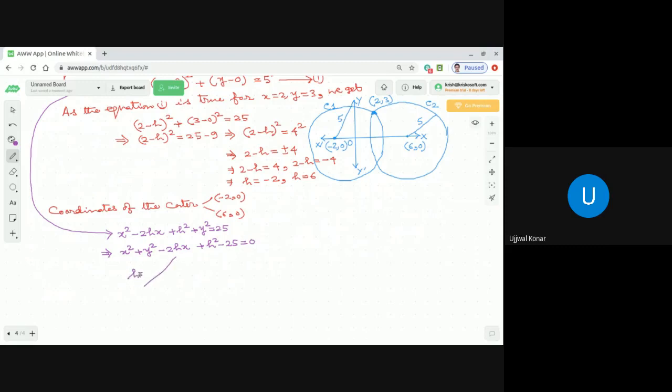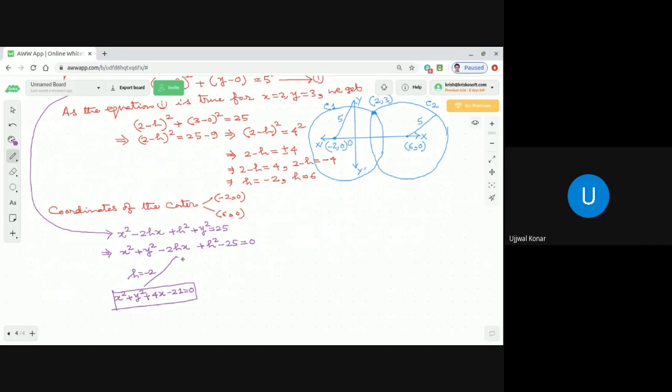We got two values now. If we apply h is equal to minus 2, what do we get? x square plus y square plus 4x plus 4 minus 25, that is equal to minus 21. So this is one equation of circle.